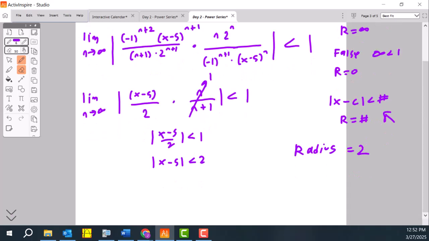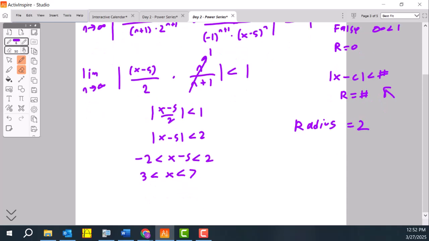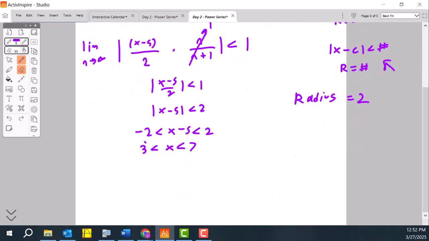Now, this didn't just ask for the radius of convergence, it also asked for the interval of convergence. So to do that, we're going to split this and say negative 2 is less than x minus 5, which is less than 2. Add 5 to both sides, so we get 3 is less than x is less than 7. So this is an interval that represents the x values that would make it a convergent series, from 3 to 7. But there's an issue. This only covers the values between 3 and 7. What about actually at 3 and 7?